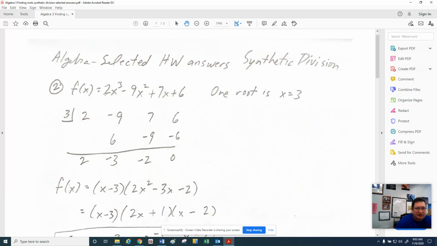And then I put the coefficients of 2, -9, 7, and 6 in order here. Leave some space, and then draw my line. I bring the 2 down. 2 times 3 is 6. -9 plus 6 is -3.